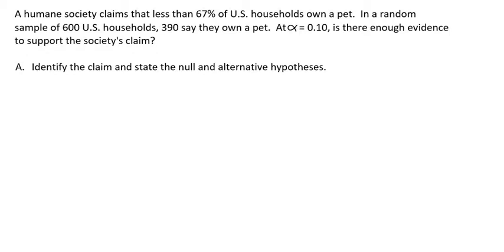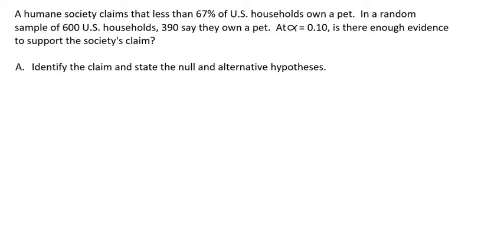A humane society claims that less than 67% of U.S. households own a pet. In a random sample of 600 U.S. households, 390 say they own a pet. At alpha equals 0.10, is there enough evidence to support the society's claim?